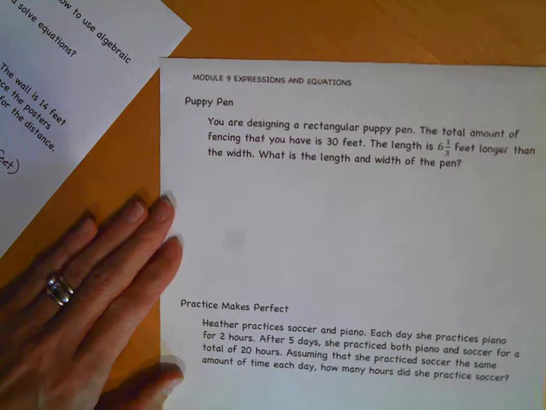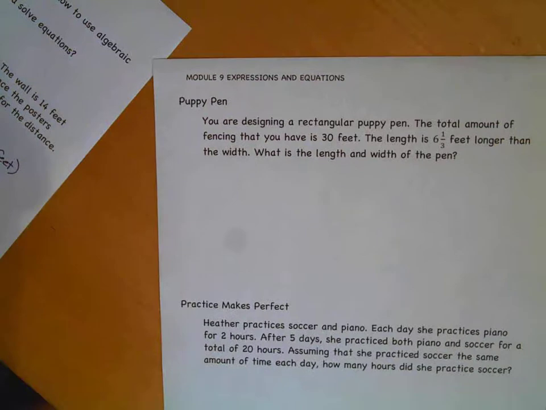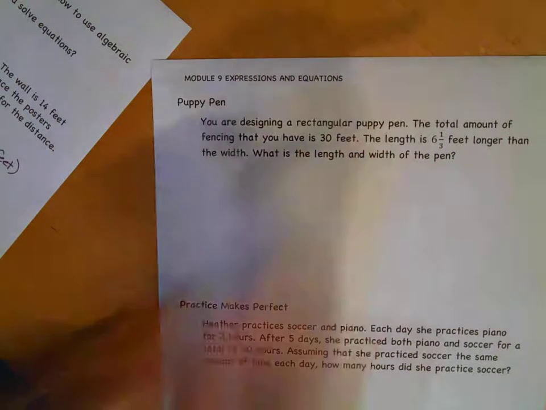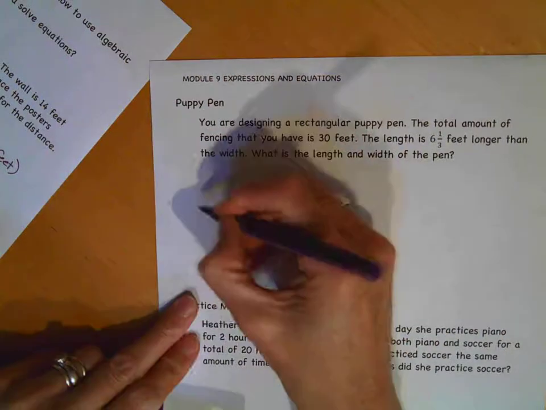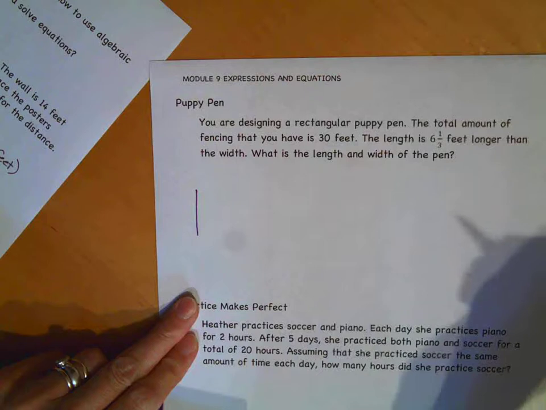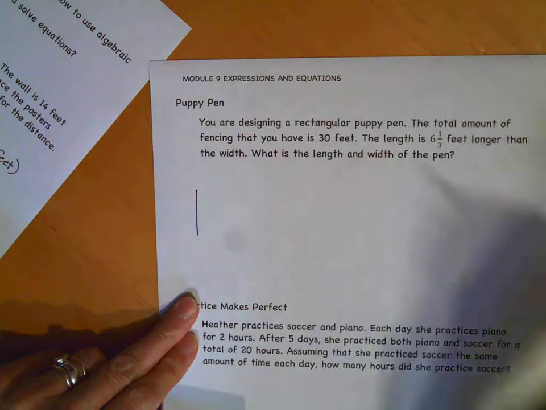All right, puppy pen. You are designing a rectangular puppy pen. The total amount of fencing that you have is 30 feet. The length is 6 1/3 feet longer than the width. What is the length and the width of the pen? Okay, got to pay very close attention. So you're drawing a rectangular puppy pen. So here's our rectangular pen.